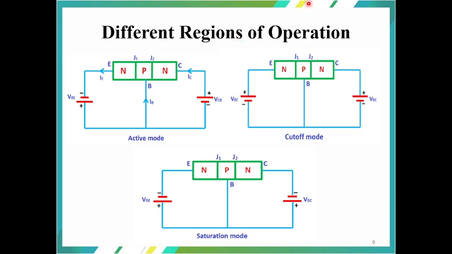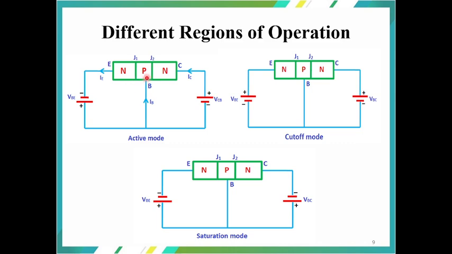So these are the different regions of operation. There will be an active mode of operation, cutoff mode of operation, and saturation mode of operation. You can see here an NPN transistor taken into consideration, and it has two junctions named J1 and J2. In this active mode of operation, the P layer is connected to the positive terminal and the N layer is connected to the negative terminal. So it is going to act as a diode, in forward bias operation.